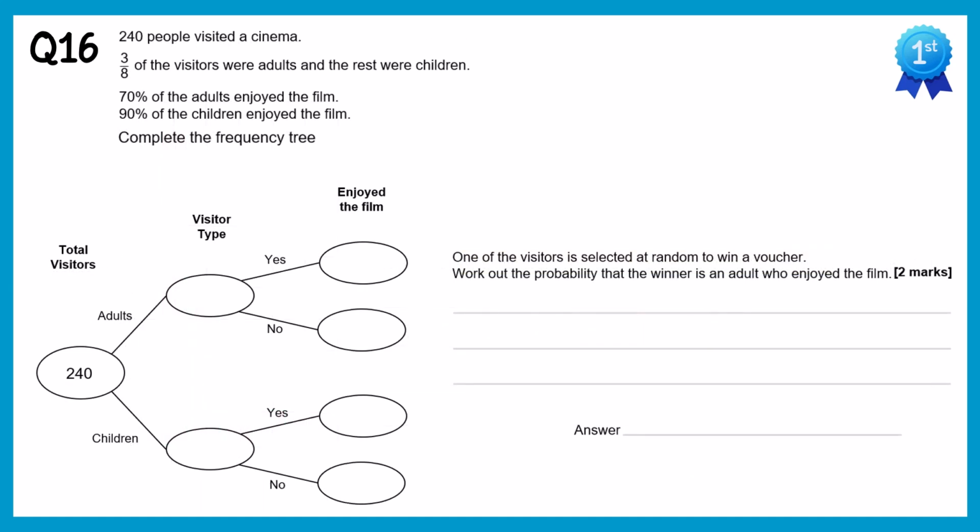In this question, we're told that 240 people visit the cinema, and 3/8 of those were adults and the rest were children. So first of all, let's work out how many were adults. We can do this by doing 3/8 of 240, which on your calculator you can write as 3/8 multiplied by 240, and this will give you 90. So there are 90 adults, we can add that to the frequency tree.